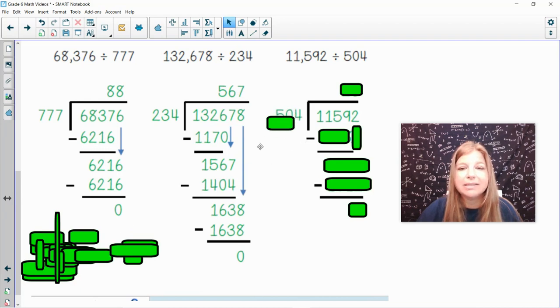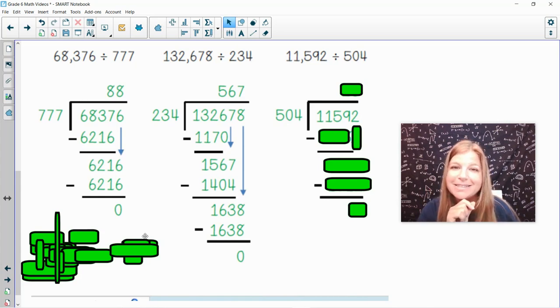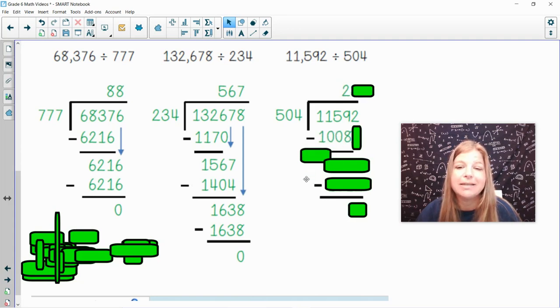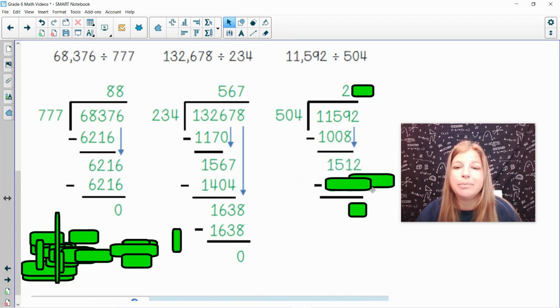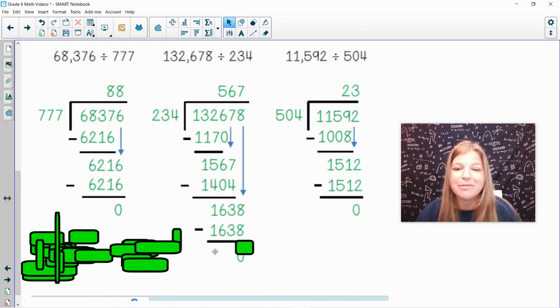Last one, guys. I'm going to encourage you to go ahead and do the math and then press play to check your answer. So go ahead, press pause. All right, hopefully you just pressed play. You discovered that 504 goes into 1159 twice, which would give me 1008. Subtract that out and then bring down the 2 to get 1512. And 504 goes into 1512 exactly 3 times. And I'm left with 0 at the end.